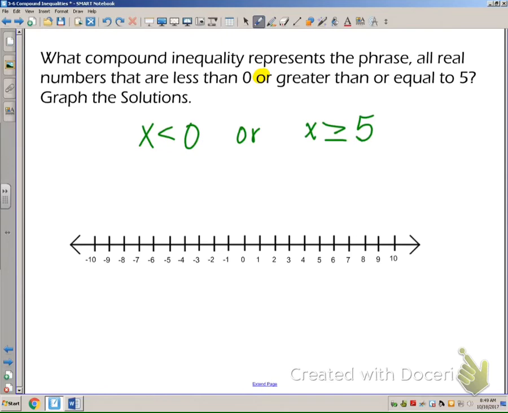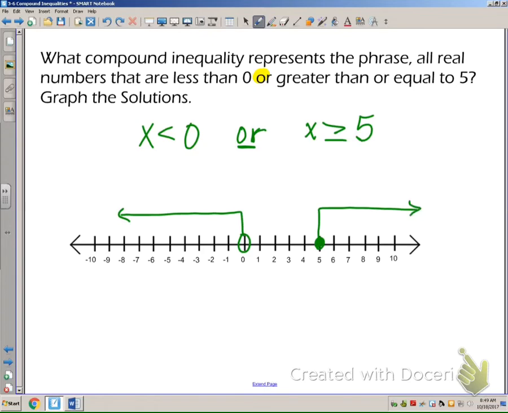Now with "or" problems, there were two ways to write it. We could smush them all together as one big inequality. Or, well, two inequalities, but all smushed together. But with the "or" problems, we have to keep the word "or" in there. So x is less than 0, or x is greater than or equal to 5.